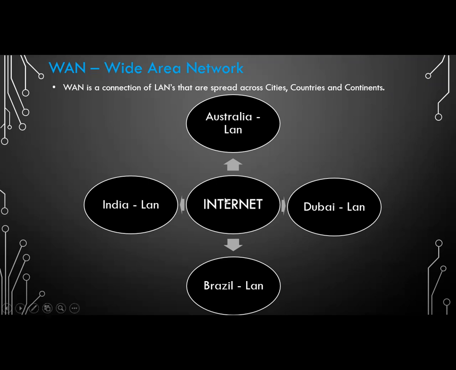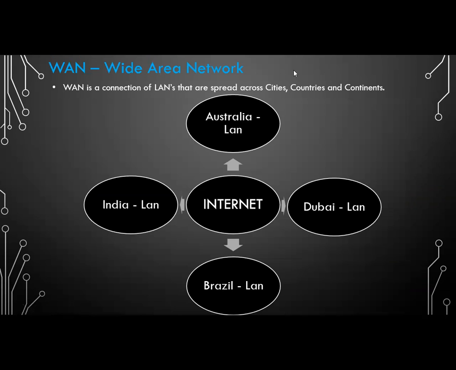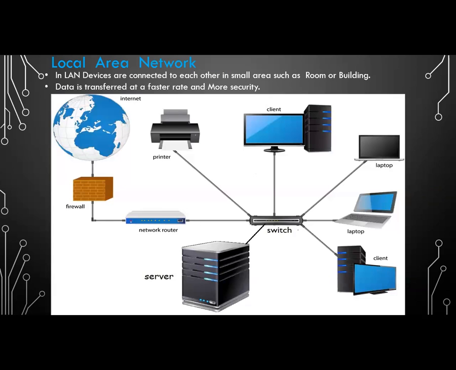In Australia, we have a local area network like this. In Brazil, we have a local area network like this. What is in a local area network? Servers, computers, routers, switches, all the devices will be there. In Dubai and in India also, we have local area networks. So there is a company that has multiple local area networks in multiple cities, countries, or continents. But internally, each and every local area network will be like this. The devices are connected with each other. There is no problem here. Each and every network has the same devices, and the connection is the same.